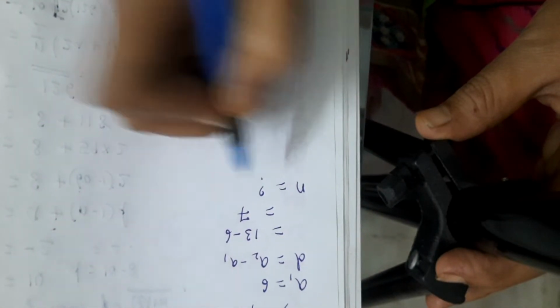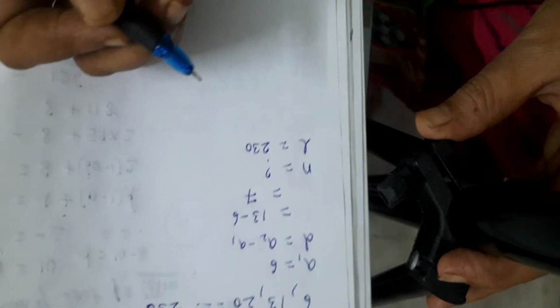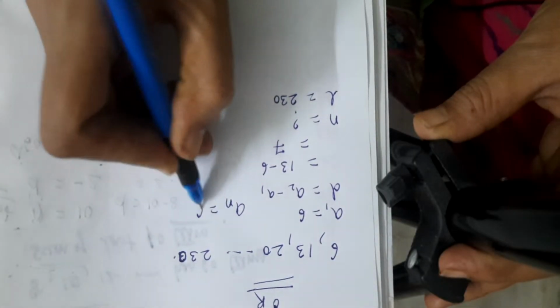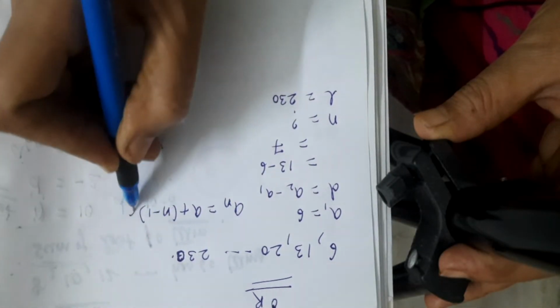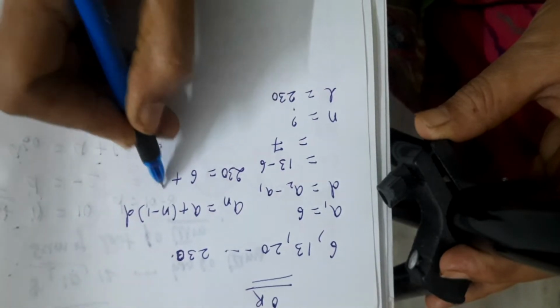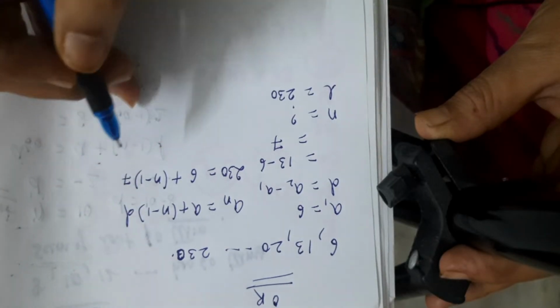N we need to calculate. Last term is given, 230. So we'll put the values in the AN formula. AN is A plus N minus 1, D. AN is 230, A is 6, N we need to calculate, D we got 7.